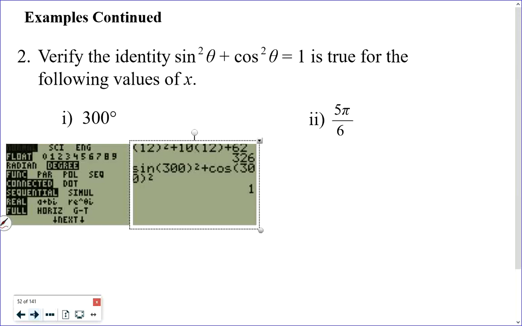Verify that this identity is true for the following values of x. 300 degrees. I've already done this, I've just loaded it up here. You could do it yourself. You're going to get 1. To verify means to put the numbers in and calculate. Verify that it's true for 5 pi over 6.